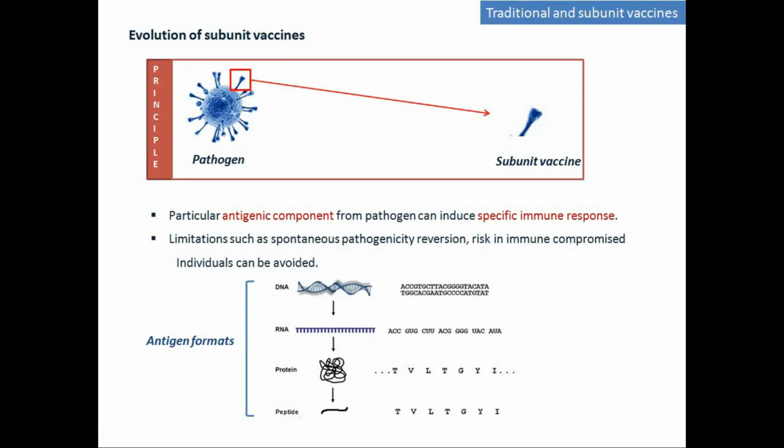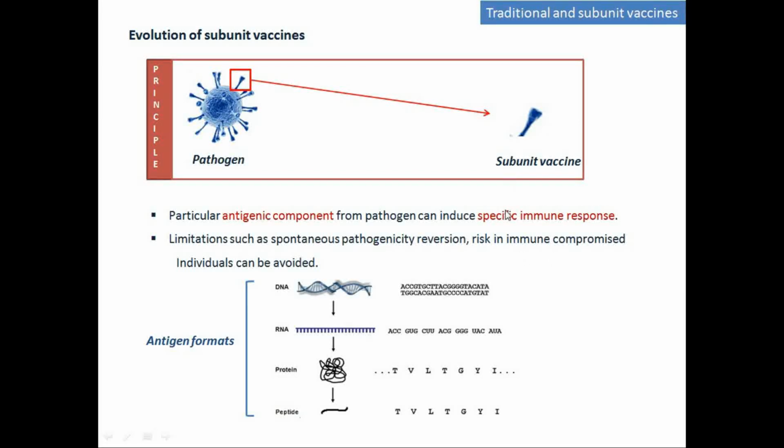Let's try to understand the principle behind the subunit vaccine. It's nothing but a part of the pathogen that is taken out. This part, the antigen, is going to induce a specific immune response. It comes with the antigenic component, that means the non-self component from the pathogen. Thereby we can overcome the limitations such as spontaneous pathogenicity, as well as the risk in immune compromised individuals such as babies and old people.